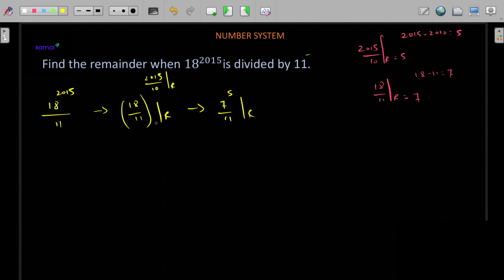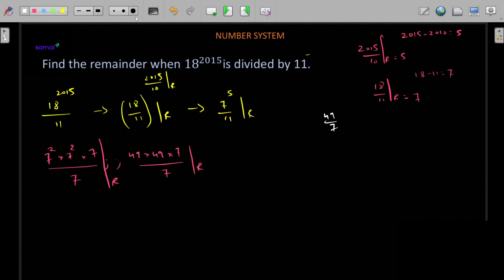So instead of writing it as 7 power 5, I can split this as 7 square into 7 square into 7 for my easy calculation. So eventually it will become 49 into 49 into 7 divided by 11 to find my remainder. So if numbers are in multiplication, instead of these numbers 49, I can replace them with their remainders by dividing by 11.